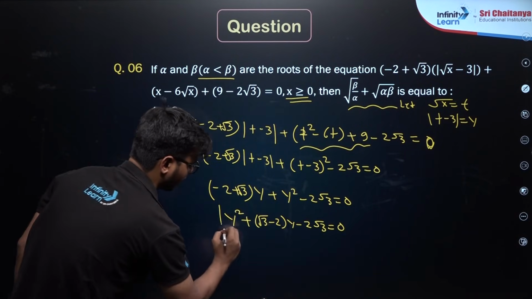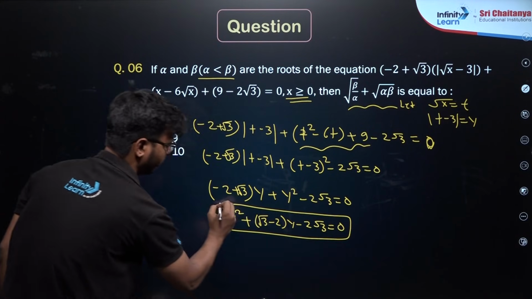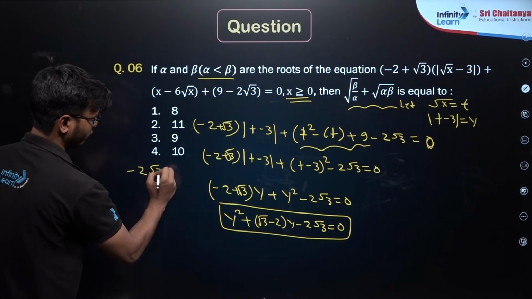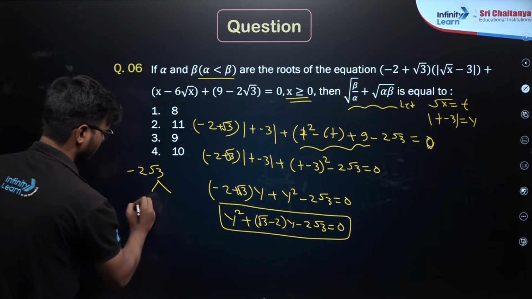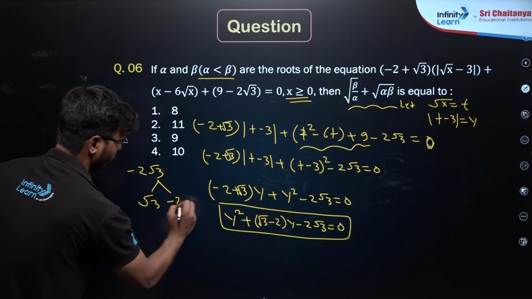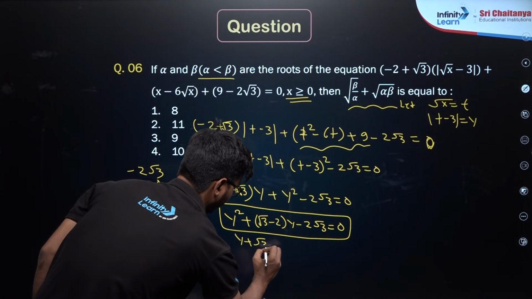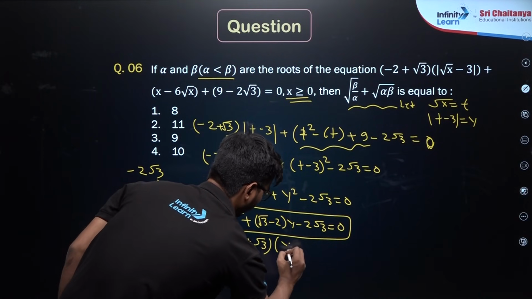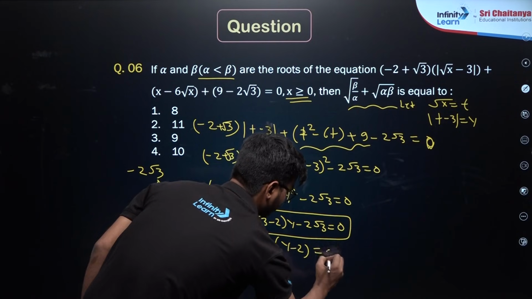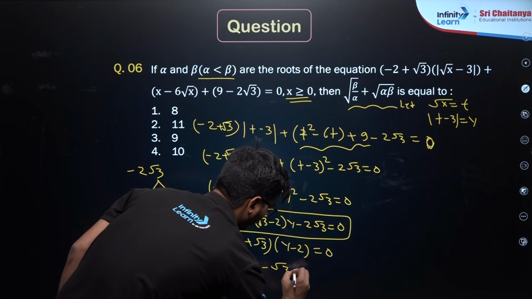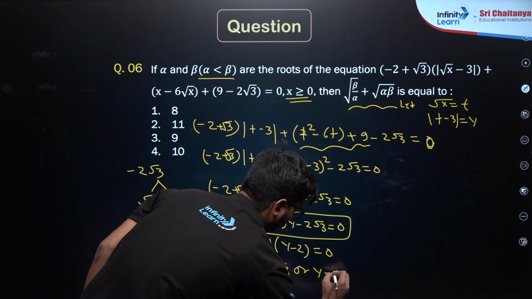Now we are getting a quadratic equation, correct? And we know how to solve a quadratic equation. So we are having minus of 2 times of under root 3. So we can factorize it as plus of under root 3 and minus of 2. So I am going to get y plus under root 3 and y minus 2 equals to 0. From here we are going to get y equals to minus of under root 3 or y equals to 2.